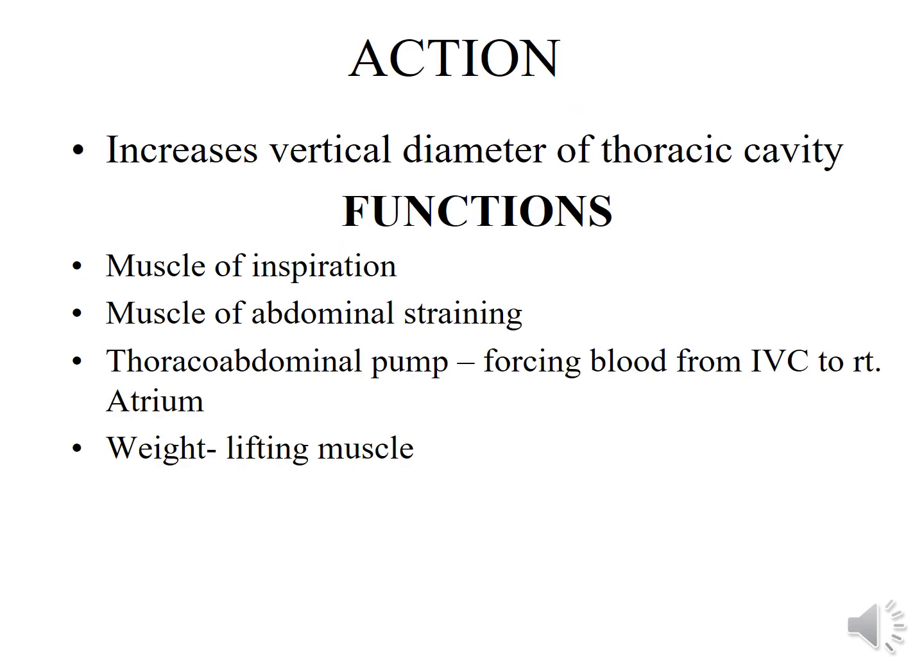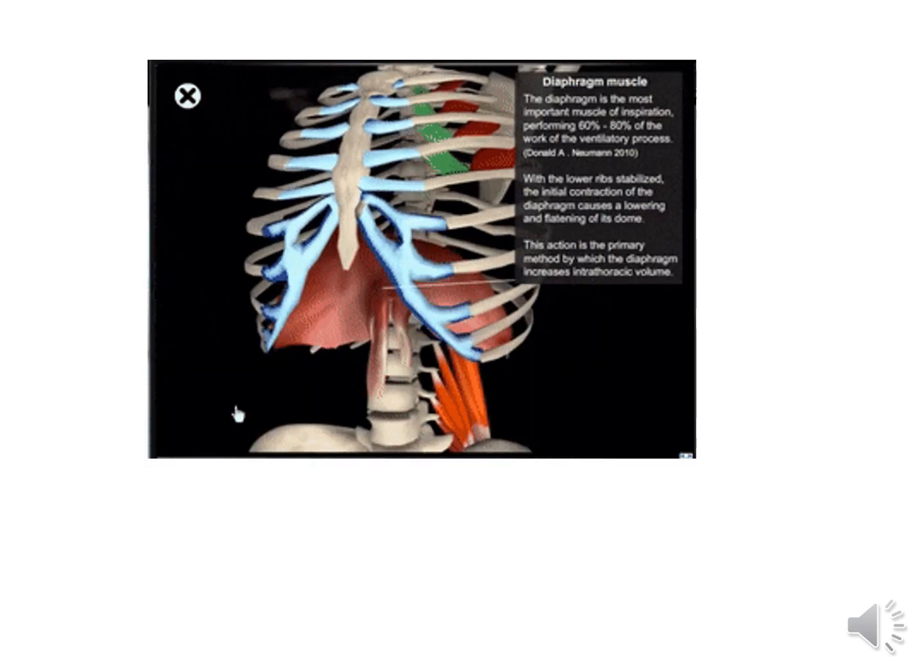Action. The most important action is that in inspiration, as we have already seen, it increases the vertical diameter of the thoracic cavity. It also has a role in certain actions where abdominal straining has to take place, like vomiting, micturition and parturition. Prior to all these actions, the diaphragm contracts, and it also forces blood from the inferior vena cava to the right atrium. So it acts as a thoraco-abdominal pump, and it is also considered a weight lifting muscle.